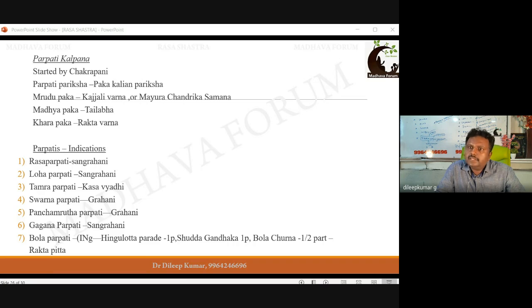A complication of Grahani is Kasa, Shwasa, and Kshaya. In that case, you can use Gagana Parpati also. And in one more case, Kasa, Shwasa will lead to Grahani. In that case also, you can use Gagana Parpati. So this completes Parpati Kalpanas.